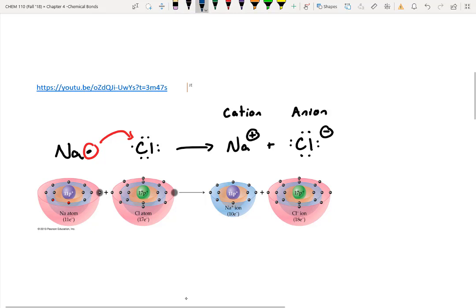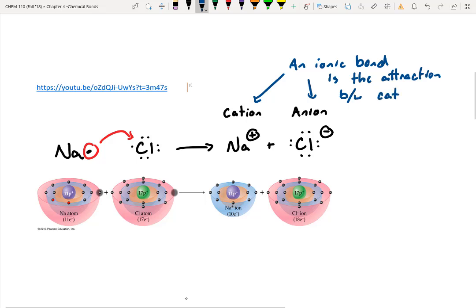And really what an ionic bond is the attraction between that positive charge and the negative charge. Opposite charges attract. So an ionic bond is the attraction between a cation and anion. All right, these reactions can actually be pretty powerful, so I wanted to show you a brief video of what this actually looks like in practice.